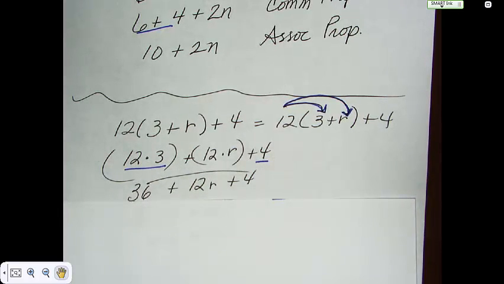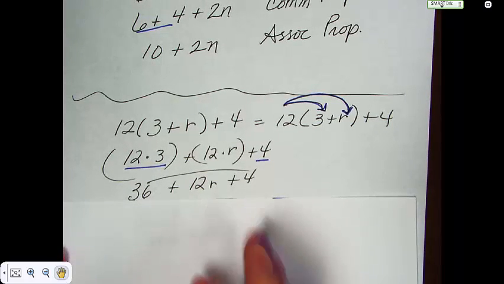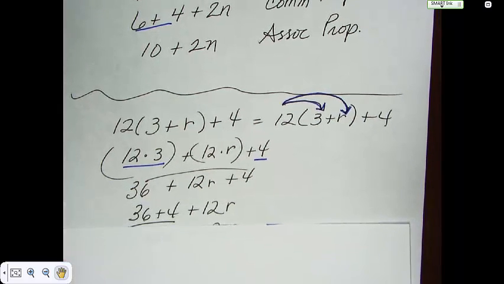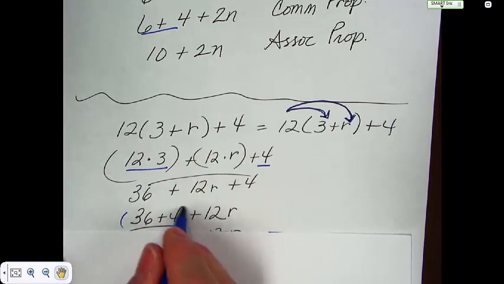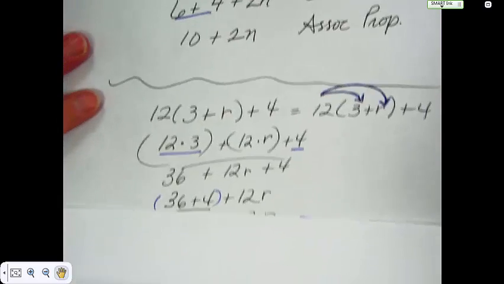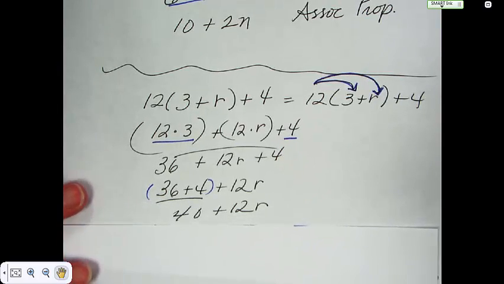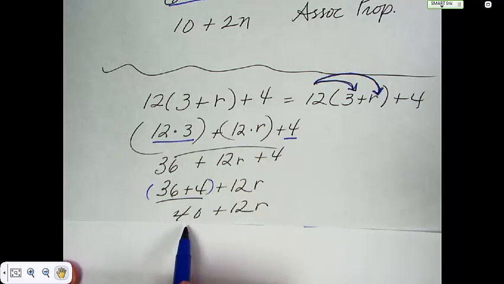We get like terms together. 36 plus 4. We move them so they're together. Okay? And that's that old commutative property and associative property. We end up with 40 plus 12r. Can't go any further because we don't know what r is. And these last two things I've showed you are really expressions. They're expressions because they have no equal sign. Had I put an equal sign in, then we would have started solving equations, which we're not quite there yet.